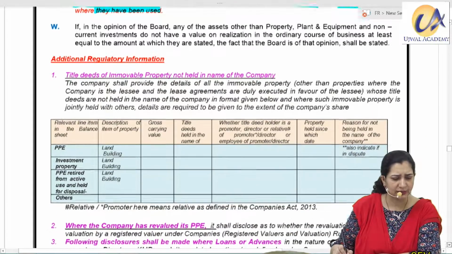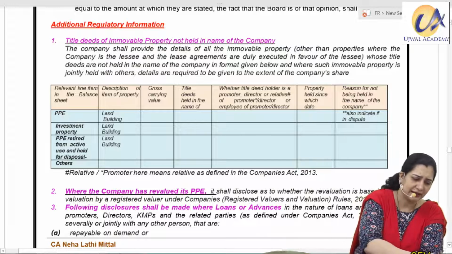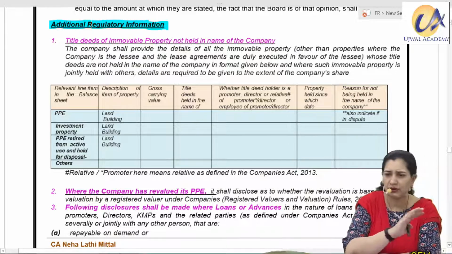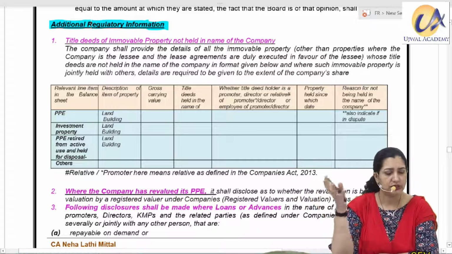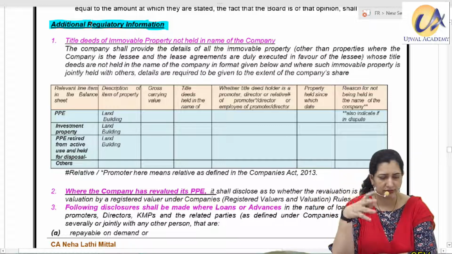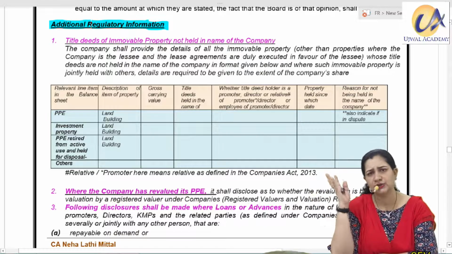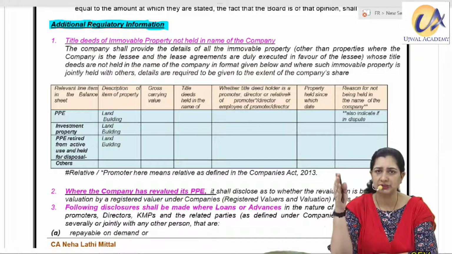And then comes my regulatory information. When I say regulatory information, again, it is pure disclosures. Doesn't affect my sums in any form. So what are regulatory requirements? We have got a big list of these. So let us go through the list. These are the disclosures which need to be given.